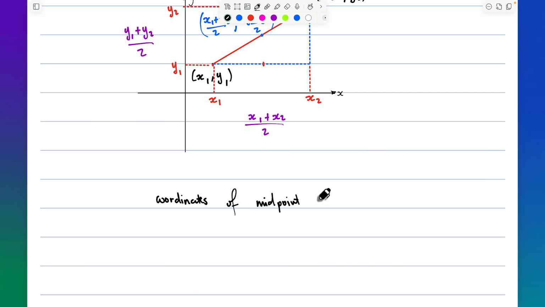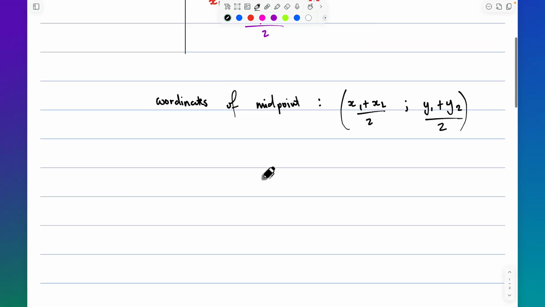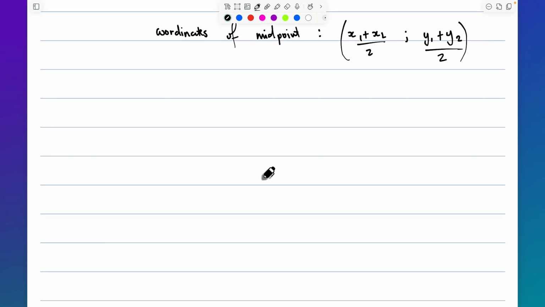The coordinates of the midpoint are going to be x1 plus x2 divided by 2, and the y coordinate is the same, y1 plus y2 divided by 2. It doesn't really matter which one you start with or finish with, as long as you're adding the two x's and dividing by 2, then you're completely fine. Be careful about the signs always. All right, let's jump into a few examples.